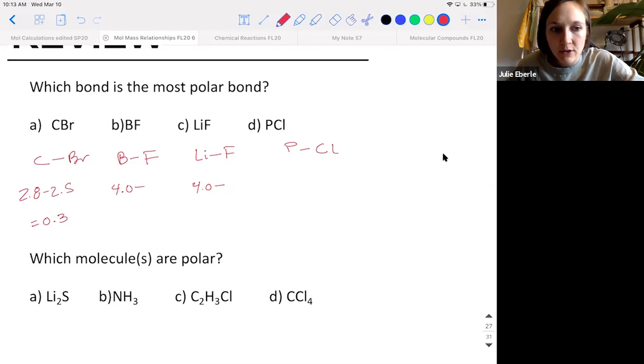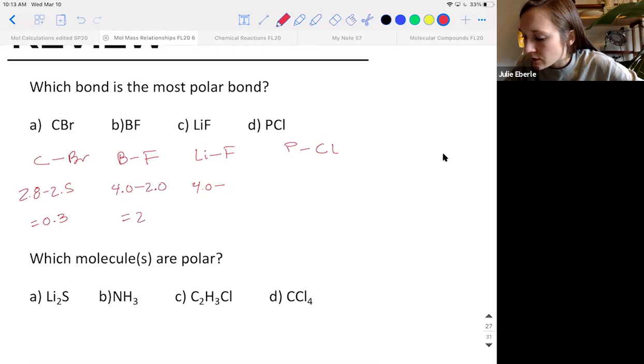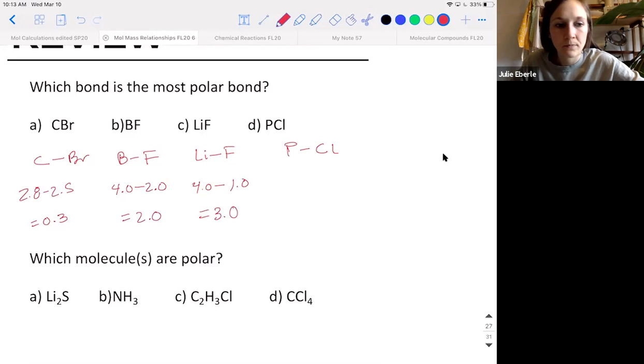Danielle says lithium is 1.0. So this one's 2.4 minus 2, a difference of 2.0. That's really, really big. It's ionic. Lithium and fluorine: that's 4 minus 1.0, because Danielle said lithium is 1 on the electronegativity chart. So that's a difference of 3. That's huge.